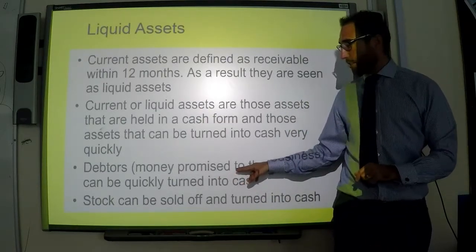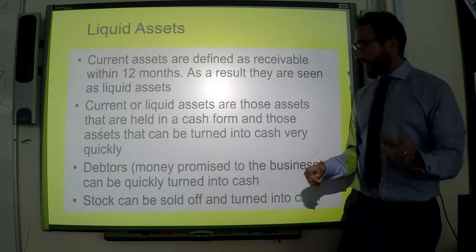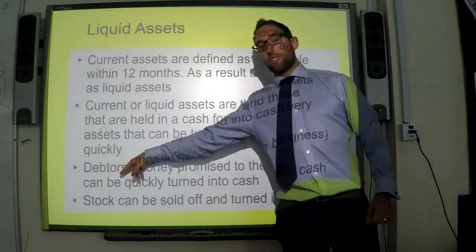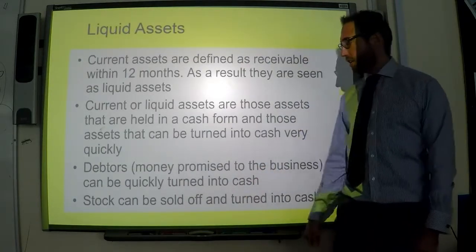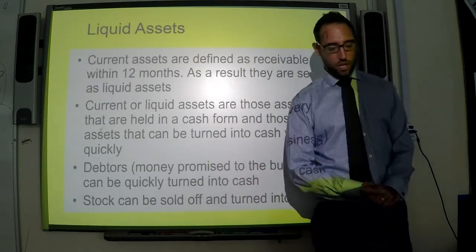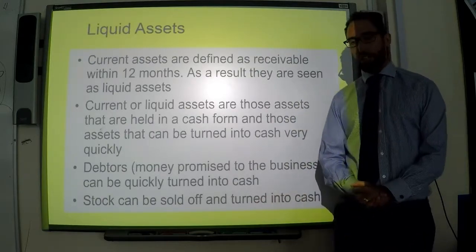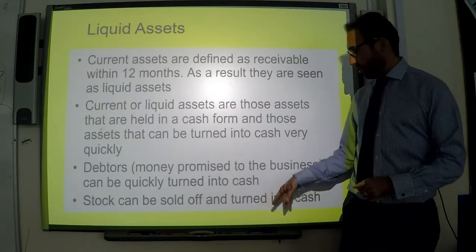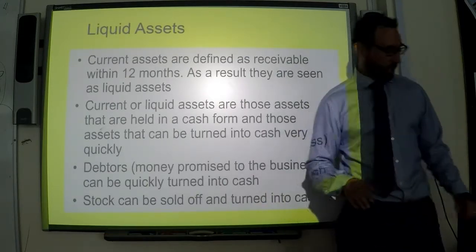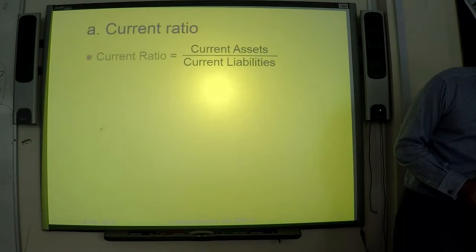Debtors, remember, debtors are people that owe the business money. Again, how do I remember? They are in your debt. They owe you. And the word that they will use on your course, they will call them trade receivables. Trade receivables. Okay? Stock can be turned into cash. However, remember, stock is the least current of current assets, because in order to turn stock into cash, we have to sell it cheaply, and we don't want to do that.